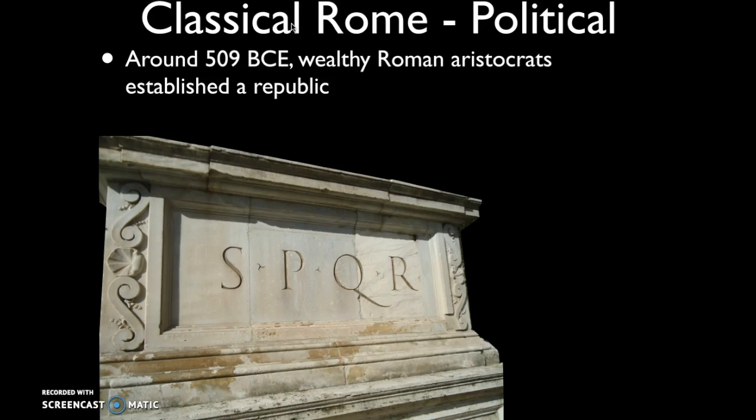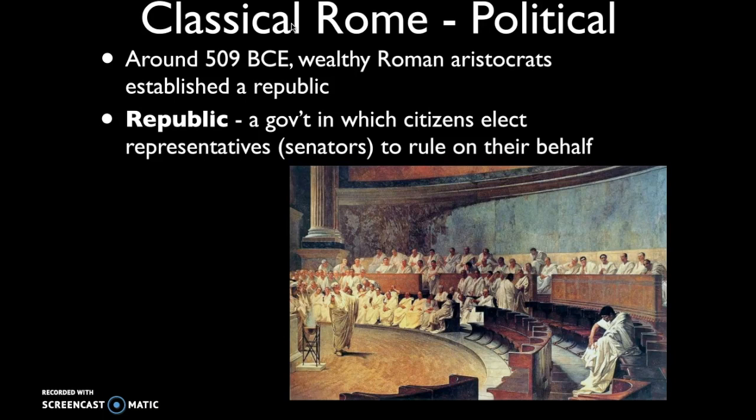So around 509 BCE, Rome was a small little city. The wealthy Roman aristocrats are going to boot out the ruler and establish a republic. Senatus Populusque Romanus, the Senate and the people of Rome. Hopefully my high school Latin teacher is not listening.